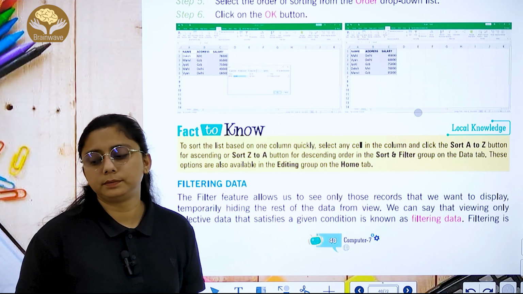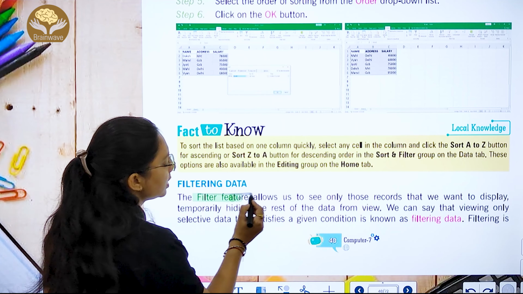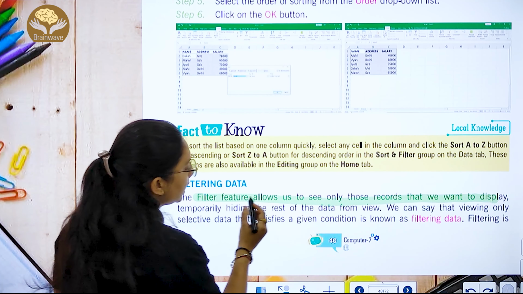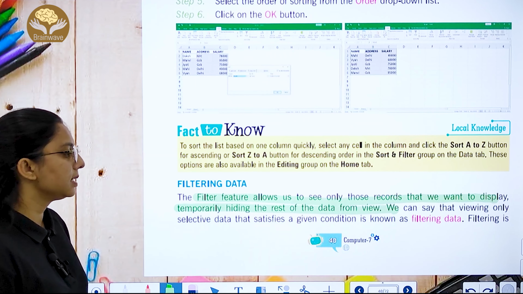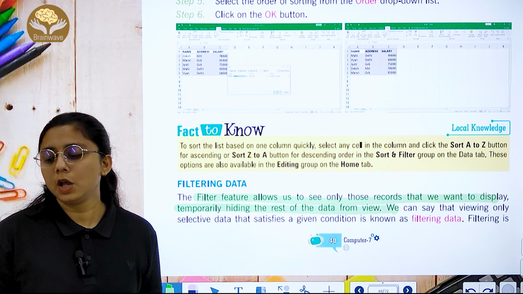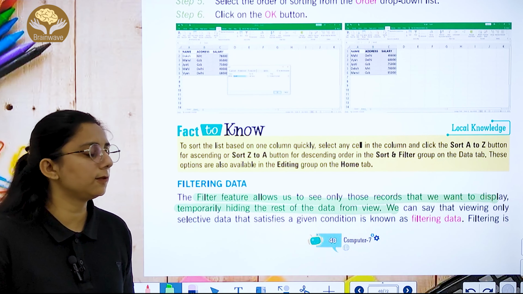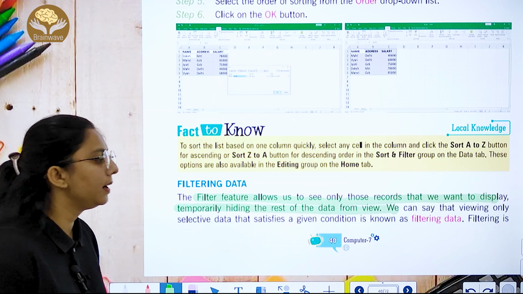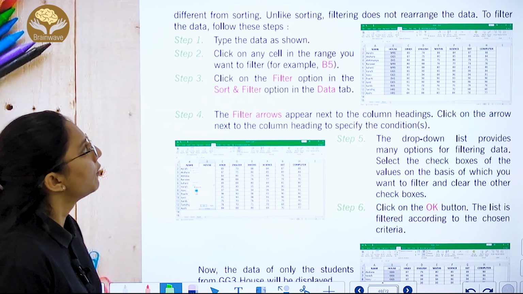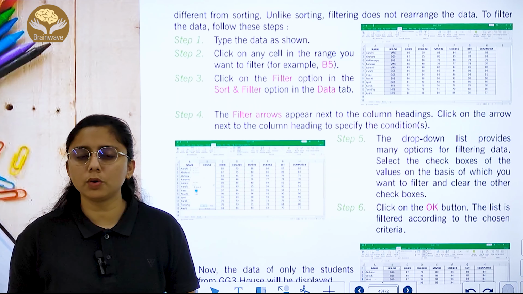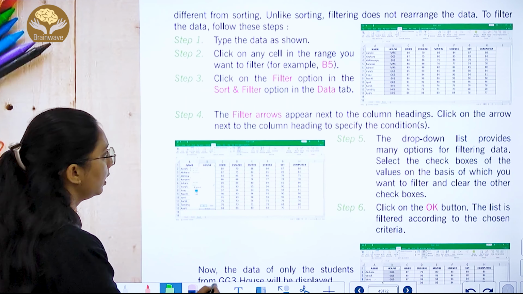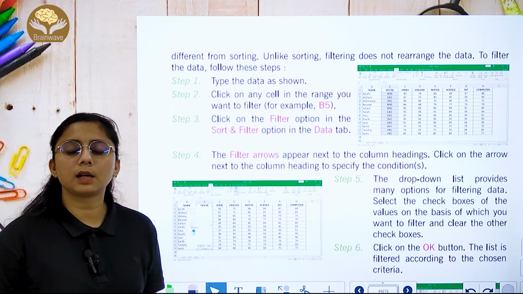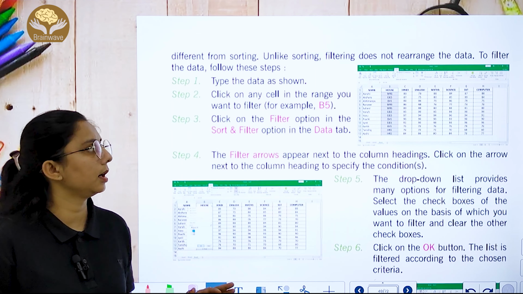Now filtering data. The filter feature allows us to see only those records that we want to display, temporarily hiding the rest of the data. We can say that showing only selective data, that which satisfies your condition, is called filtering data. Filtering is different from sorting. Sorting is one thing, filtering is another. And like sorting, filtering does not rearrange the data.